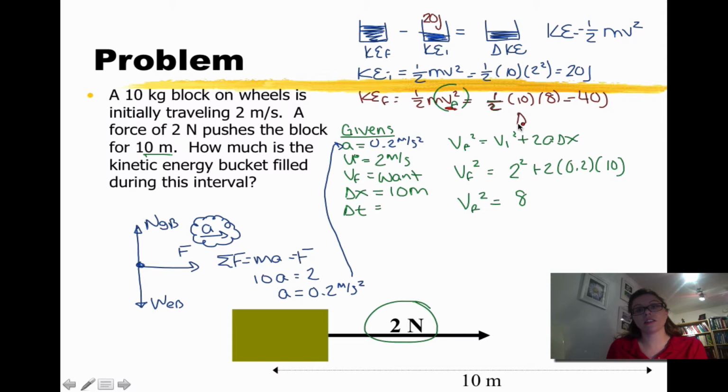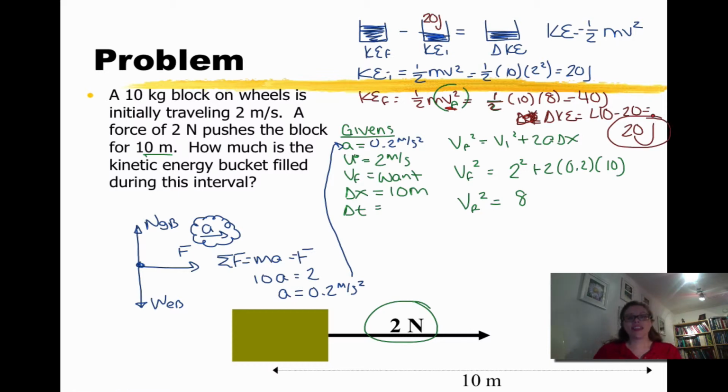So our change in kinetic energy is equal to the final, which is 40, minus the initial, which is 20, equals 20 joules. Ta-da! Okay, so this was a very involved problem. We had to look at the kinetic energies first.